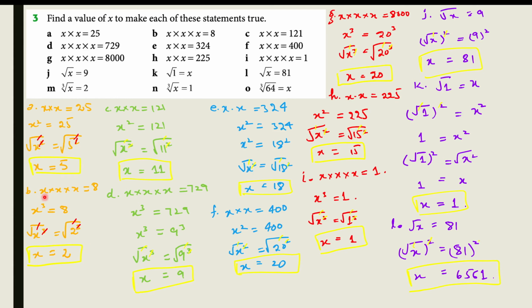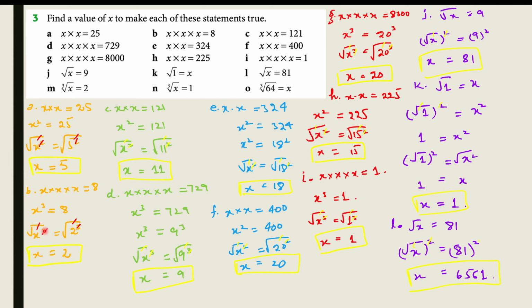Next, the equation is x multiplied by x multiplied by x is equal to 8. So again we write it in the exponent form, which is x cubed is equal to 8. Now to find the value of x, we take the cube root on both sides. This will help us again to undo the cube.